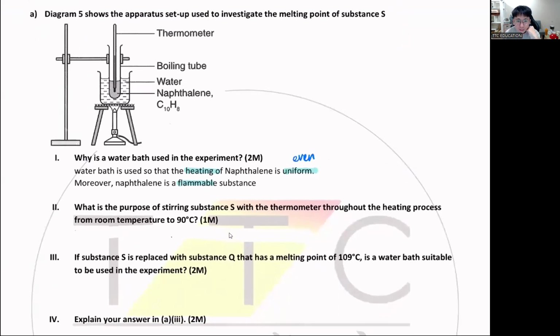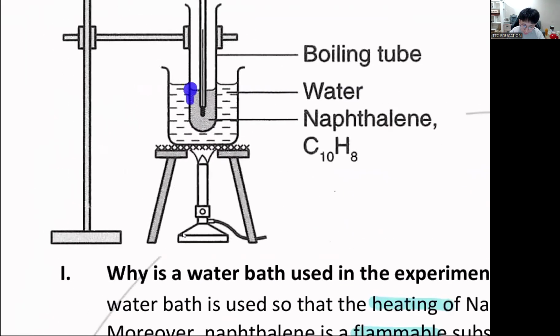Okay. And what is the purpose of stirring S with a thermometer throughout the heating process from room temperature to 90? That's stirring, same thing. Why do you want to stir? Because if you don't stir, the outside gets the heat and the inside gets the heat later. So you want to stir so that the heat is even. The outside and inside will change their position. The chemical on the outside and the inside actually melt at different timings. So to reduce this error, we try to stir them.